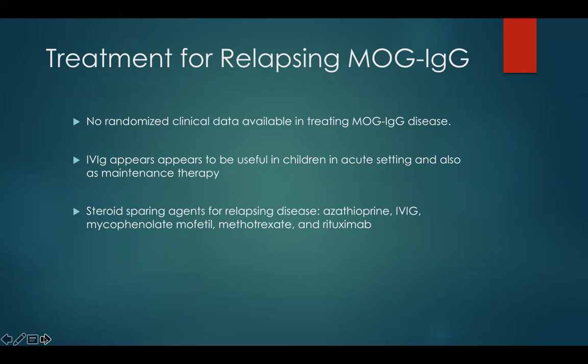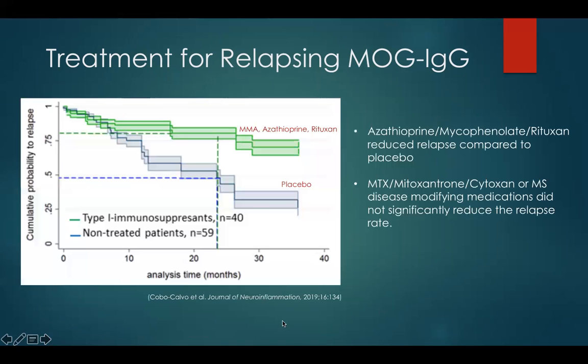Steroid-sparing agents that have been tried, there are many: azathioprine, mycophenolate, methotrexate, and Rituxan. This one study published in 2019 showed that indeed, if you did use a steroid-sparing agent, it did reduce the relapse rate compared to placebo. And this group used azathioprine, mycophenolate, and rituximab, and that seemed to reduce the risk of relapse compared to placebo.